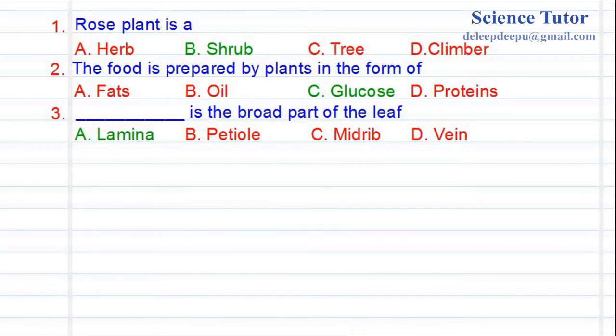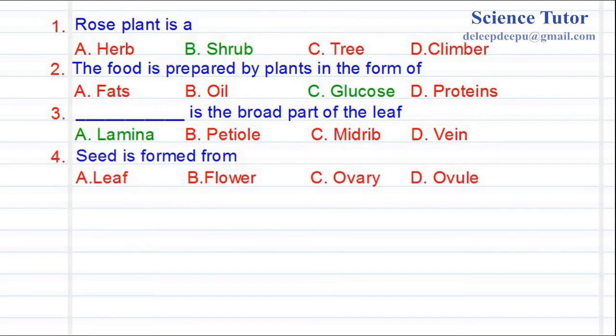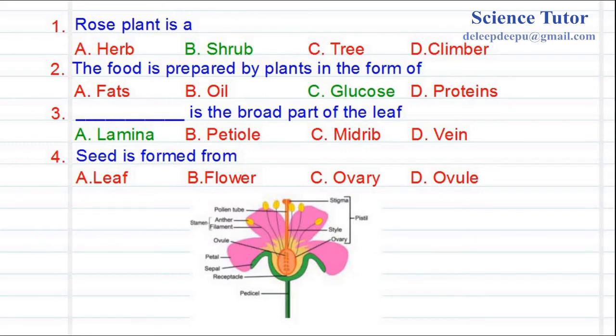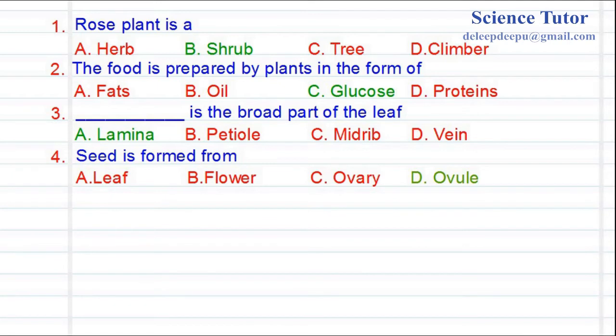We can move to our fourth question. Seed is formed from leaf, flower, ovary, or ovule. You can eliminate the first two options. Look at the last two options, ovary and ovule. Here, the ovule is a small structure you can find inside the ovary. You know, ovary is the thick bottom part of the style. Ovary turns into fruit and ovule turns into seeds. So the answer is D, ovule.